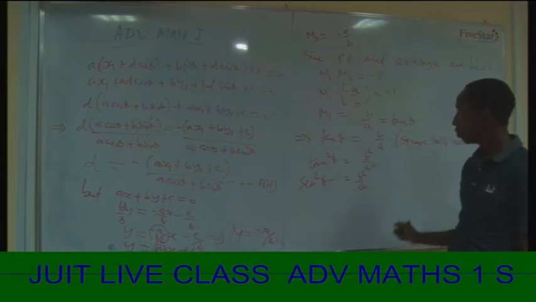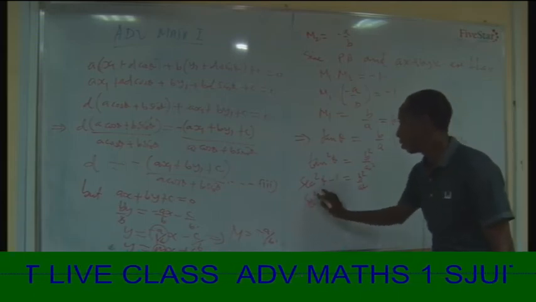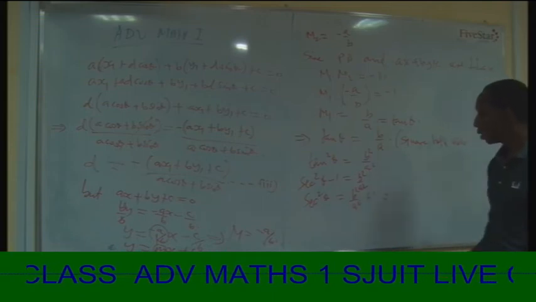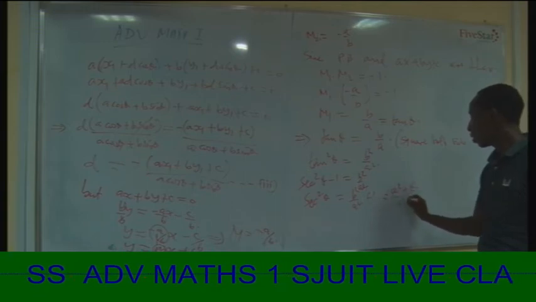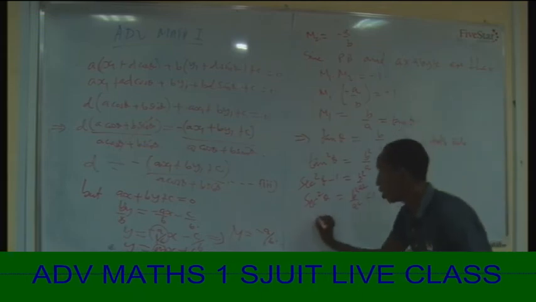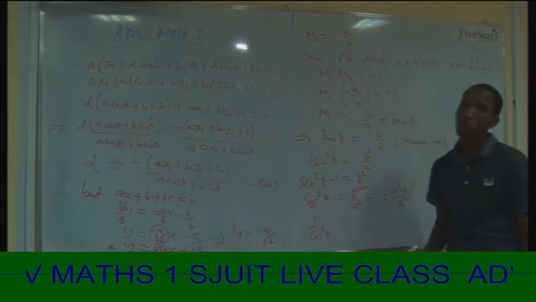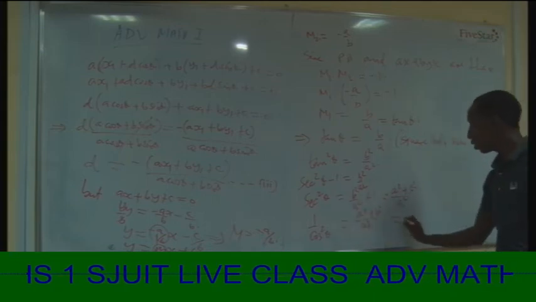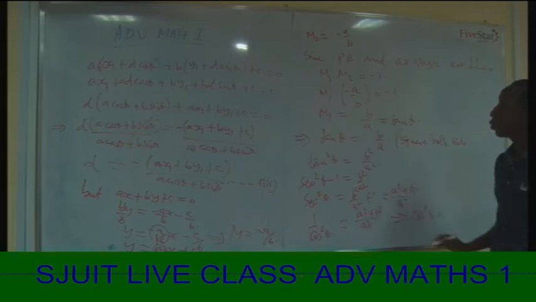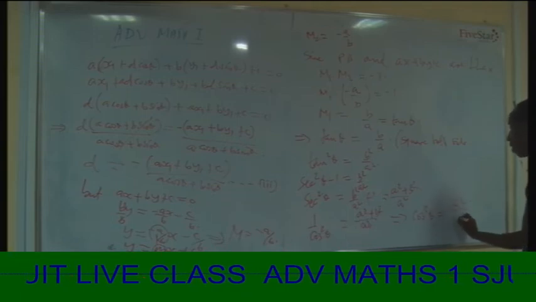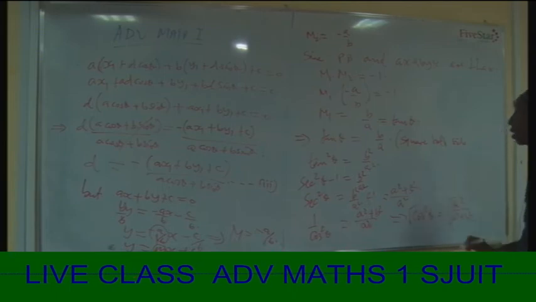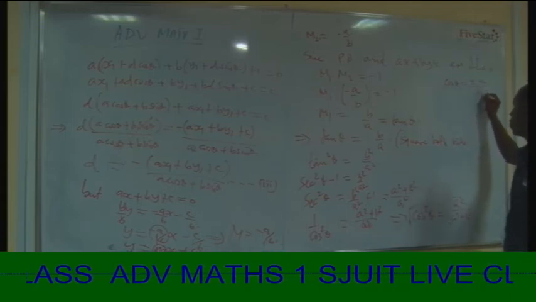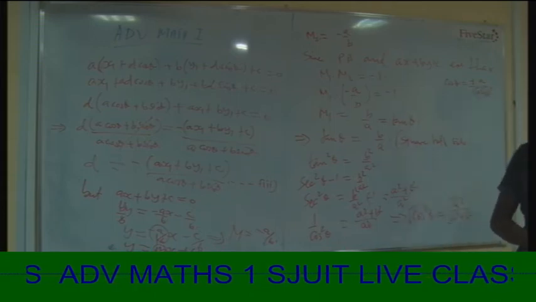Taking 1 to the right hand side, we have sec squared theta equals b squared over a squared plus 1. Combining these two expressions, it is a squared plus b squared divided by a squared. But sec squared is 1 over cos squared theta, which is equal to a squared plus b squared over a squared. Now we can reciprocate this to get cos squared theta equals a squared divided by a squared plus b squared. Taking the square root of both sides, the expression for cos theta is plus or minus a divided by the square root of a squared plus b squared.